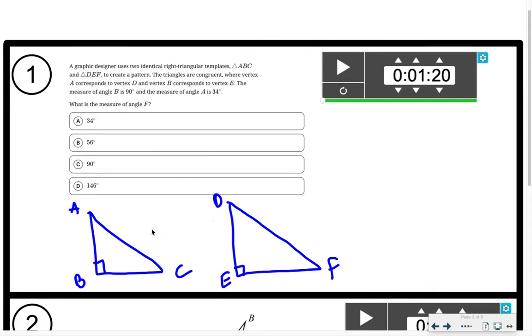And the measure of angle B is 90, and the measure of angle A is 34. So this is 34, which means this is 34. And what is the measure of angle F? Well, now that we've got it set up this way, these add up to 180, but in a right triangle, the other two angles just add up to 90. So this angle is just going to be whatever 90 minus 34 is, which is 56.